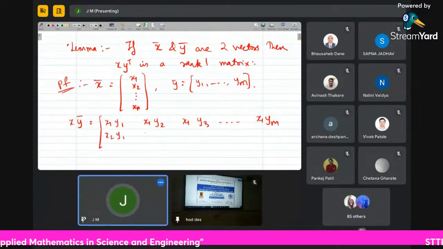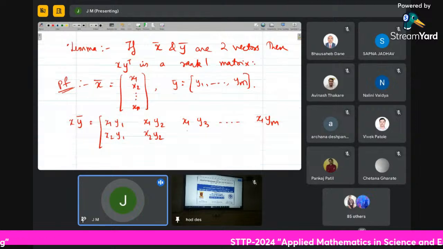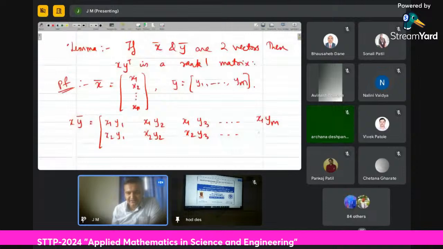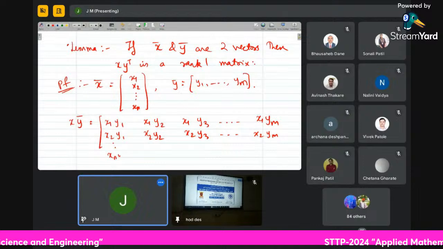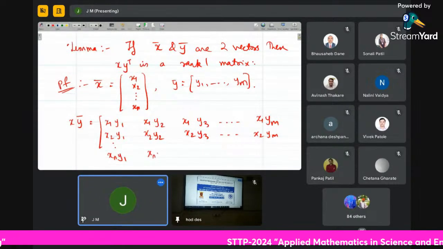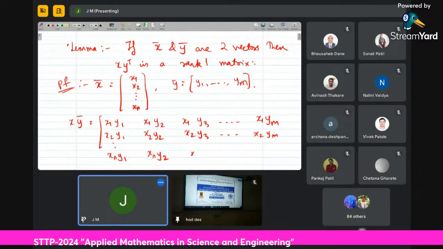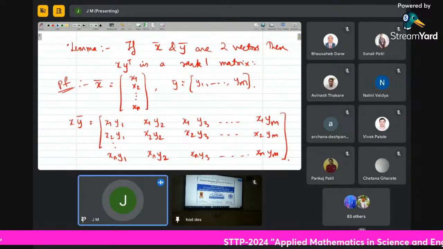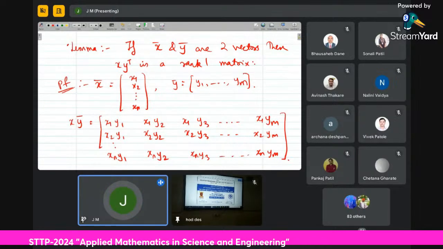This was a question asked to me in an interview during my PhD internship. Luckily, I got the proof. So this is x1 y1, x1 y2, x1 y3, up to x1 yn, and so on. Now, from here, can you see it is a rank 1 matrix? Anybody would like to comment on this? Why is this of rank 1?